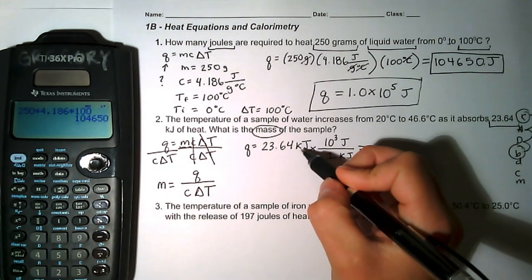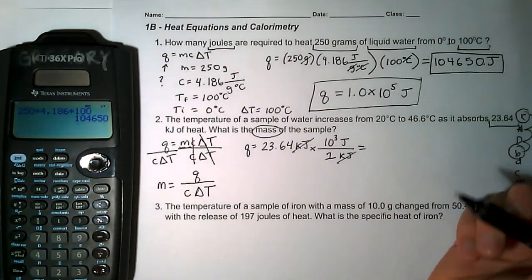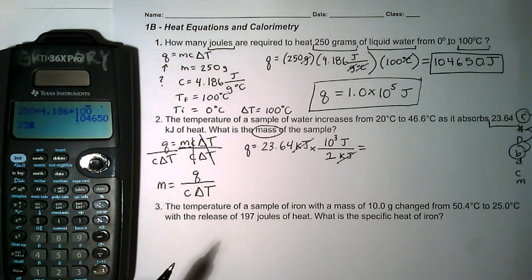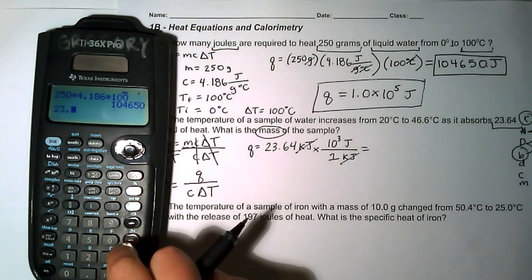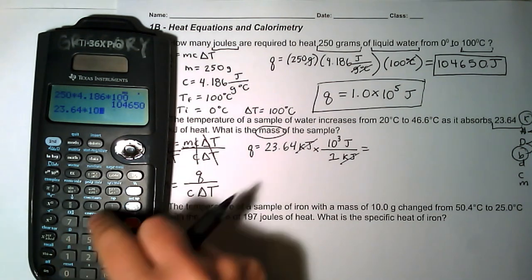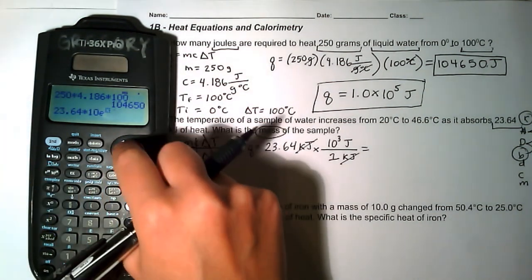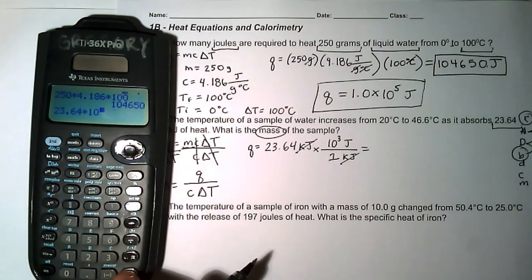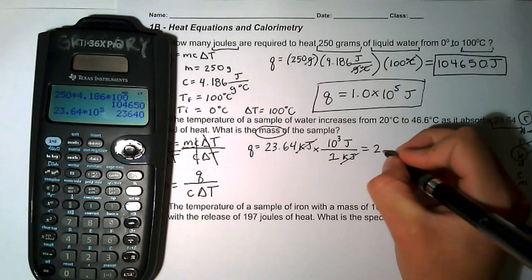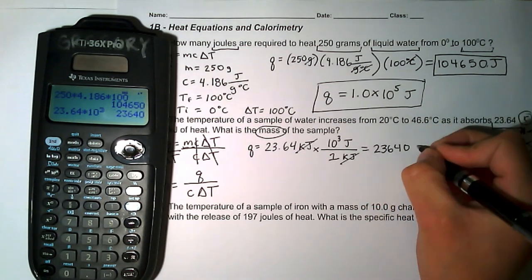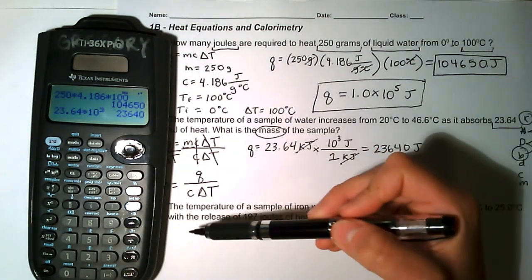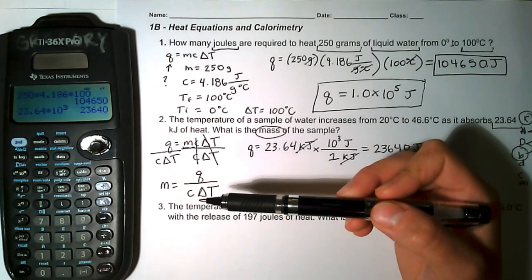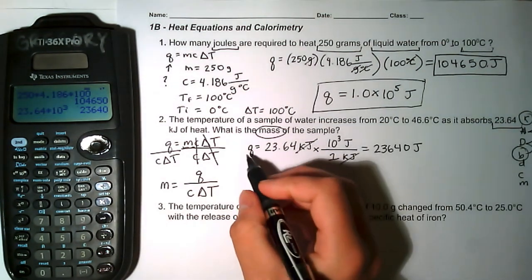So we convert here, kilojoules is going to cancel out, so we're going to have 23.64 times 10 raised to the third power. So that is 23640 joules. And that's what I want to use in my Q equals mc delta T when I plug into my equation here. So we have our value of Q.